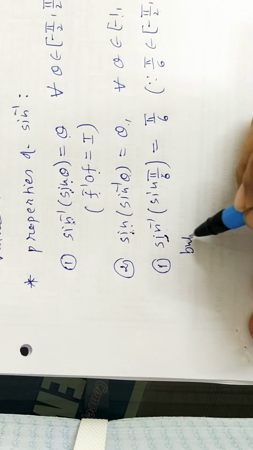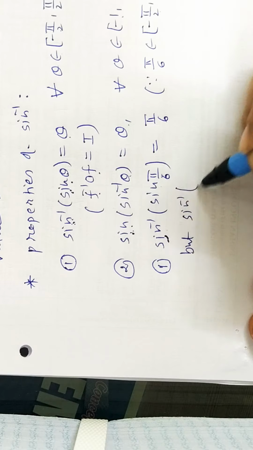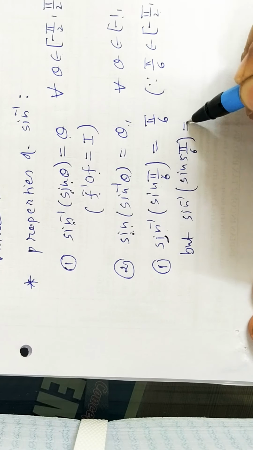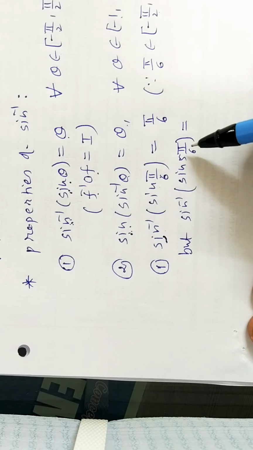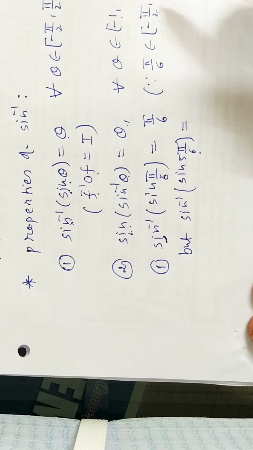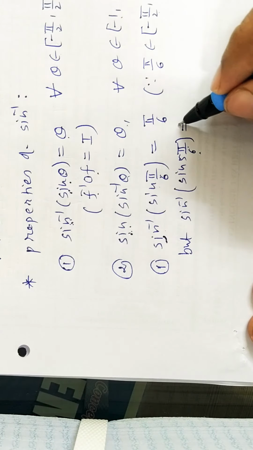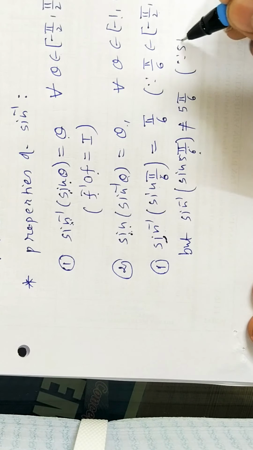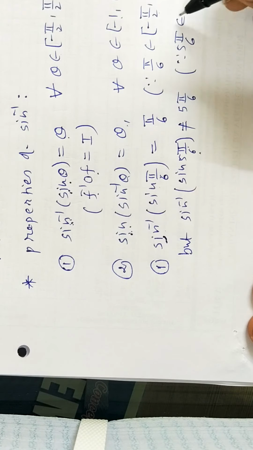But sine inverse of sine 5 pi by 6: now you can see 5 pi by 6 does not belong to minus pi by 2 to plus pi by 2. That is why it is not equal to 5 pi by 6, because 5 pi by 6 does not belong to minus pi by 2 to plus pi by 2.